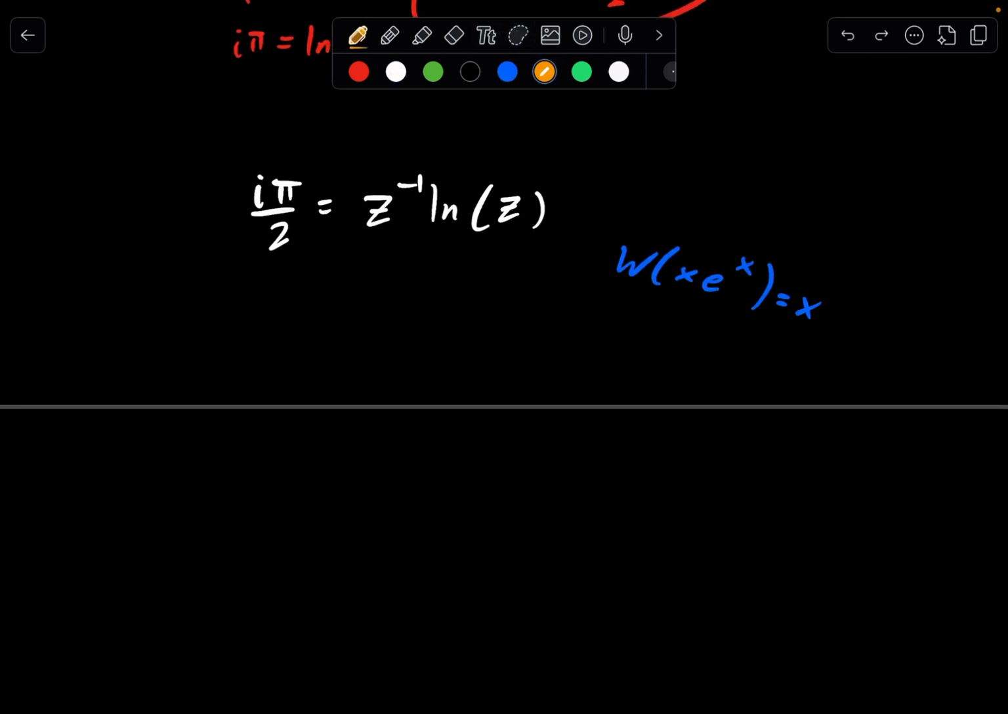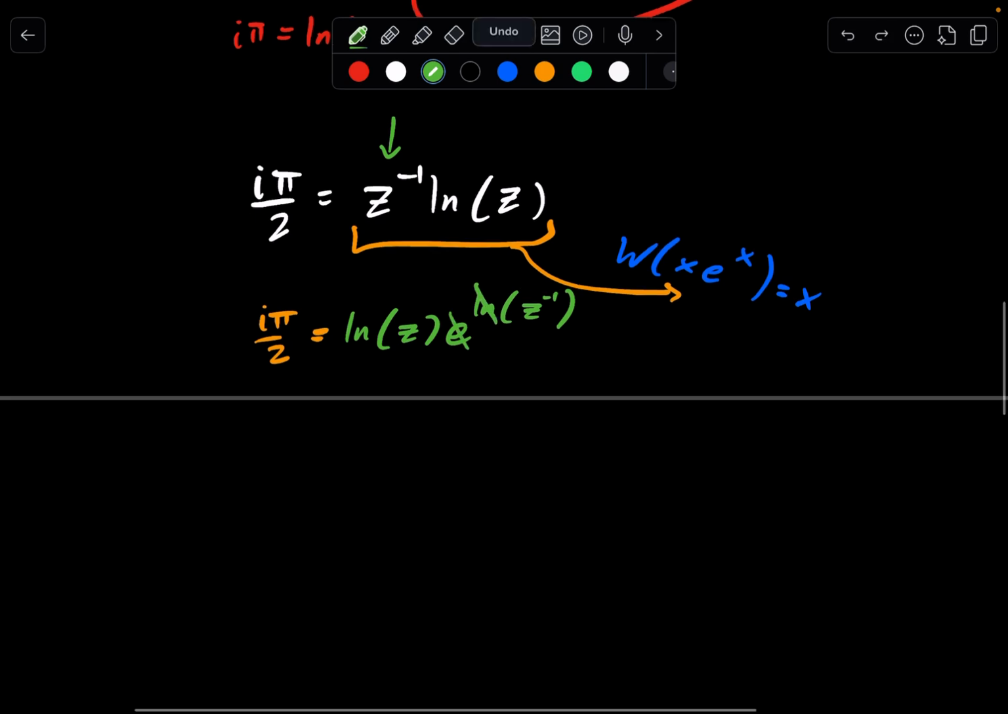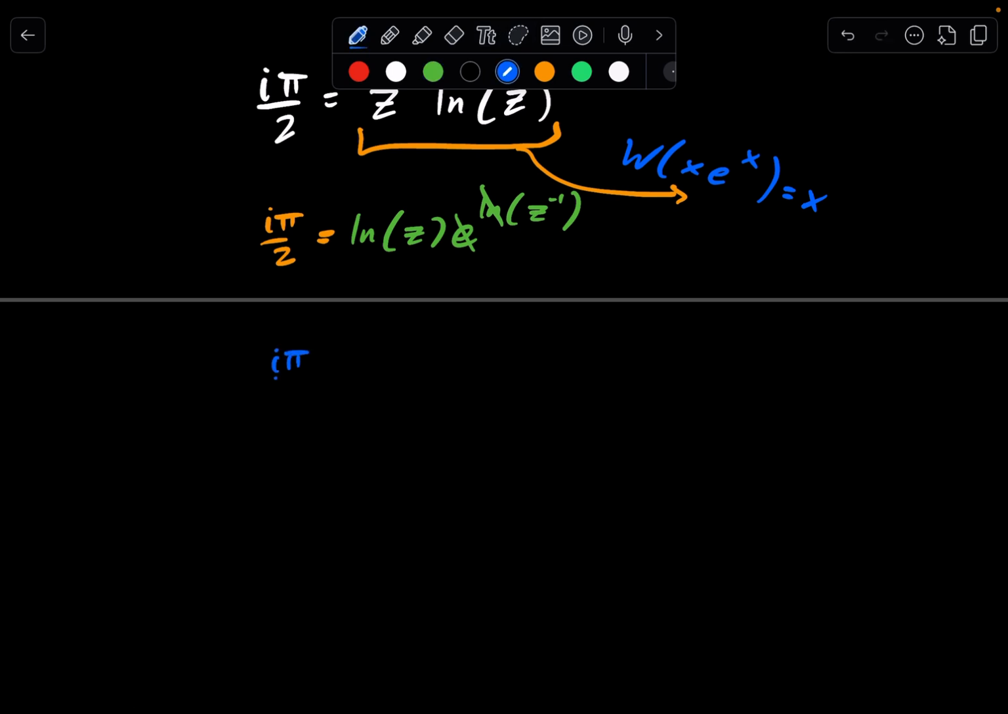We have, what color? Let's use orange. i pi over 2 is equal to, how can we get this z to the negative 1 times ln of z into this form of x times e to the x? Now let's see here. I'm going to write ln of z. This z to the negative 1, I can just write as e to the ln of z to the negative 1, because e and ln are inverse functions, they cancel, so this is equivalent. This is just valid algebra. So i pi over 2 equals ln of z times e to the ln, and this negative 1 in the exponent, I can bring down as a coefficient, e to the negative ln of z, just like that.